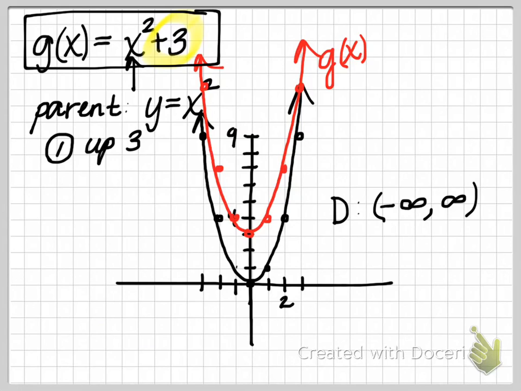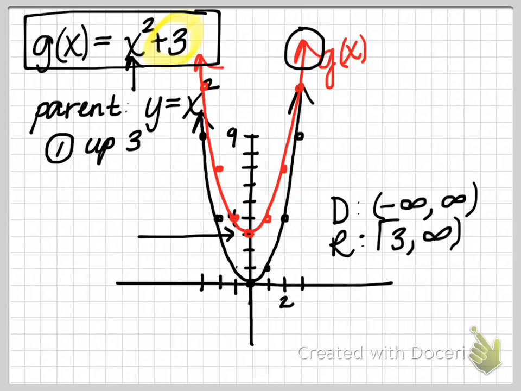My red graph, you can see it goes left and right forever. And then the range, graphically you can see that my lowest point on the graph here, that y value is 3, and then the arrows at the top indicate that it continues forever to positive infinity. So my range is going to be from 3 to infinity. And then we want to use a bracket on 3 because that point is included on this graph. So range is from 3 to infinity.